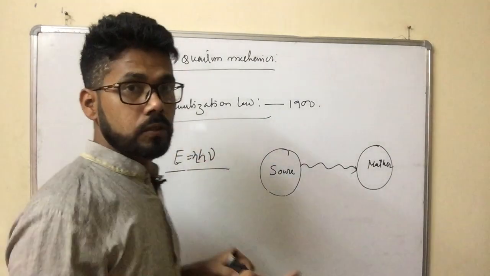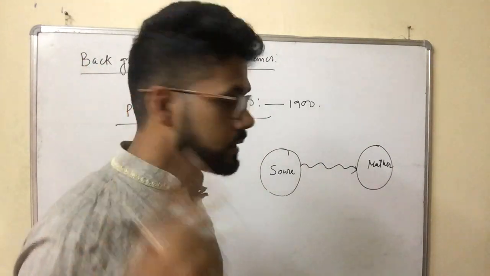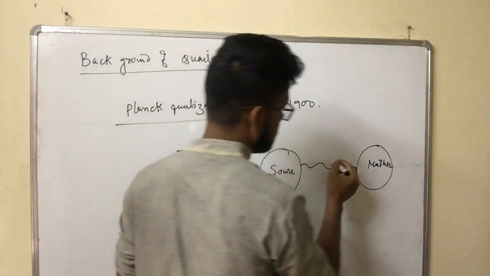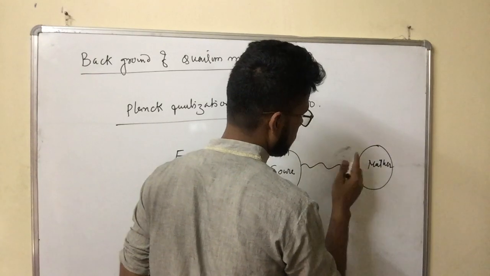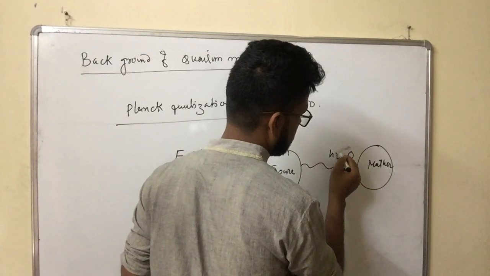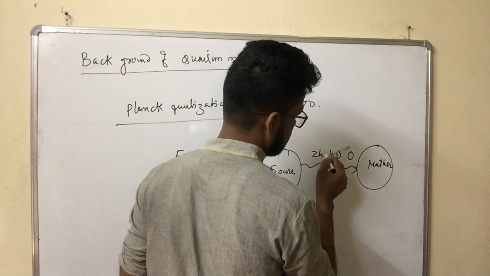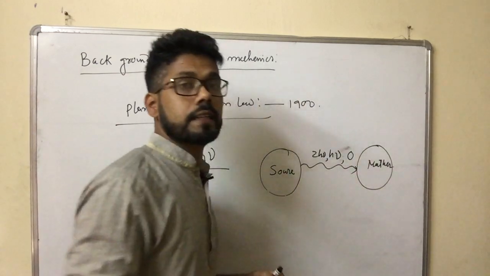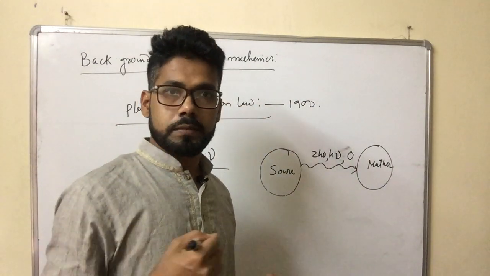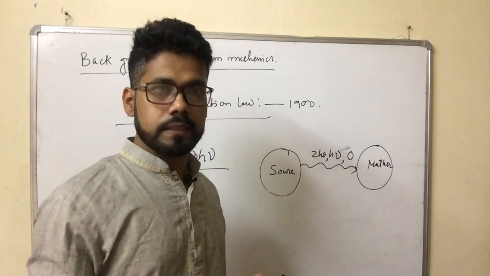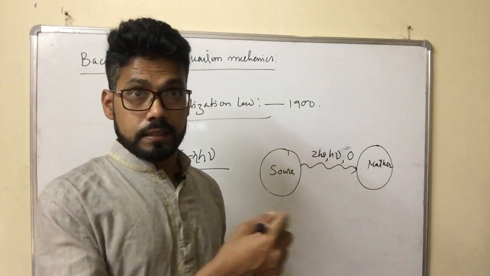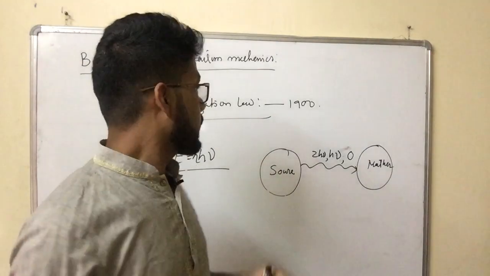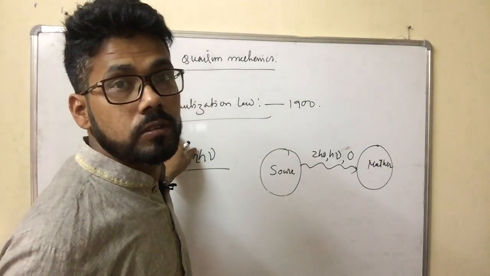It starts from 0, 1, 2, 3 like that. It goes to infinity. So it will give energy 0, then h nu, then twice h nu, like that. It's a discrete energy. First, the radiation source will give 0 energy, then h nu energy, then twice h nu energy, then thrice h nu. This way, exchange of energy takes place according to Planck's quantization concept.